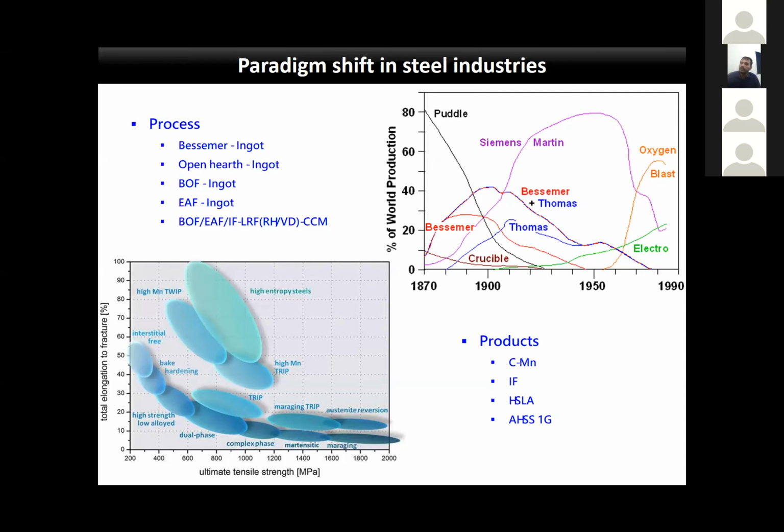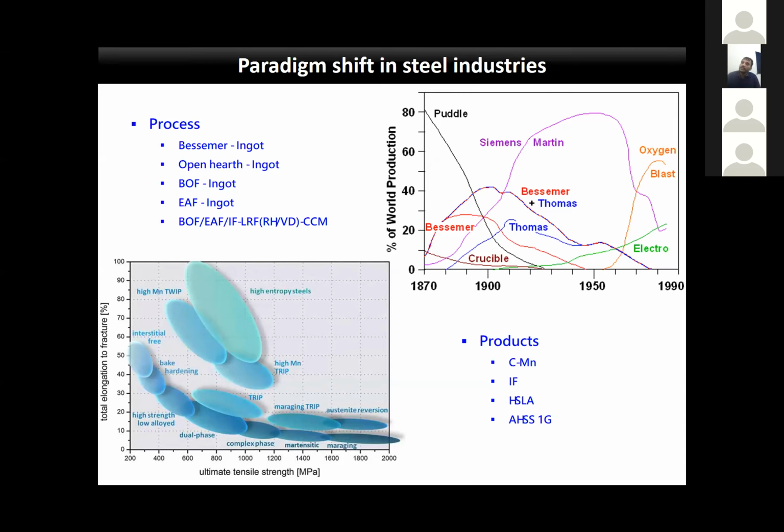Although this process and product development has been addressed by different groups of researchers, there is a connectivity. The carbon manganese steels were produced using the Bessemer process, open hearth, or the initial stage of BOF. With the help of those unit processes, these carbon manganese steels were produced.